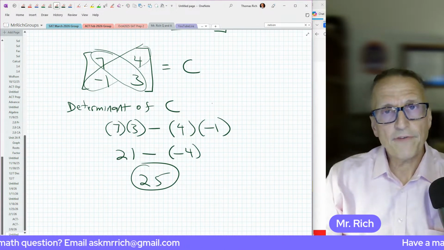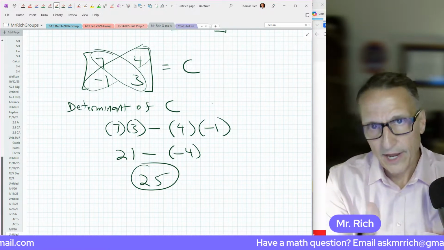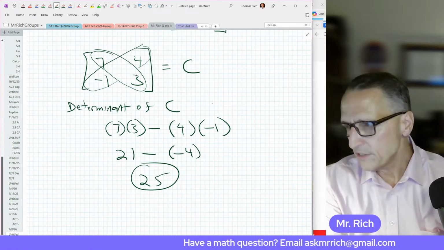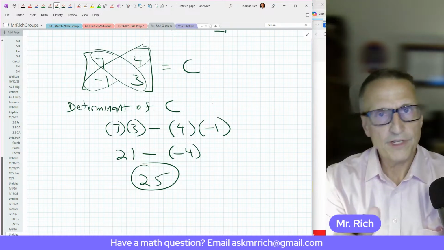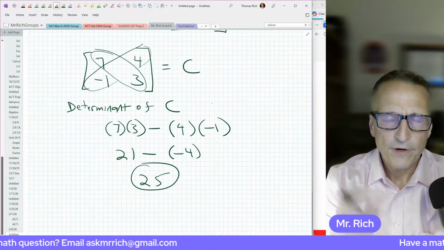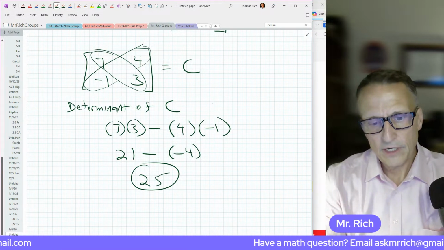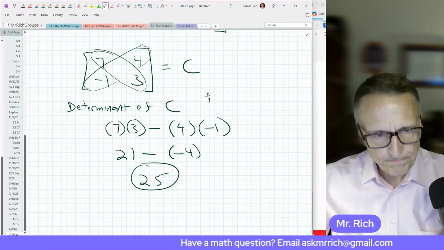So that's definitely something that you would not know if someone hadn't told you. You would not know that you were supposed to take the two diagonal products and then subtract them from one another. But that is something that you could be asked during the ACT test.